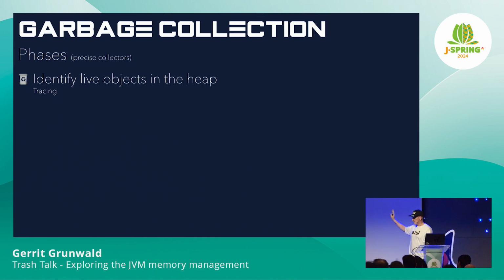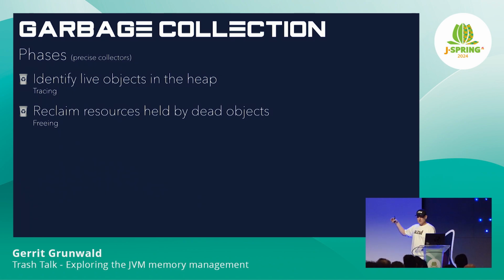If we talk about precise collectors, then we have 3 different phases. First of all, we have to identify all the live objects on the heap. Remember the ones that are reachable from the stack. These are the live objects. We have to find them first. This is tracing. Then we have to free the heap from all the objects that are not reachable anymore, so the dead objects, right? This is freeing.